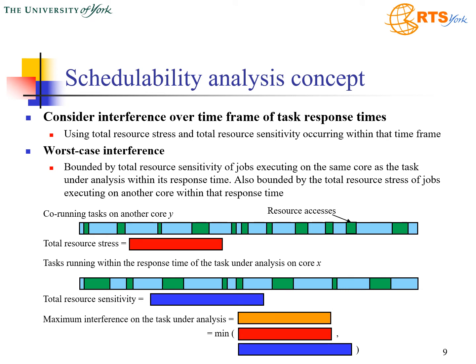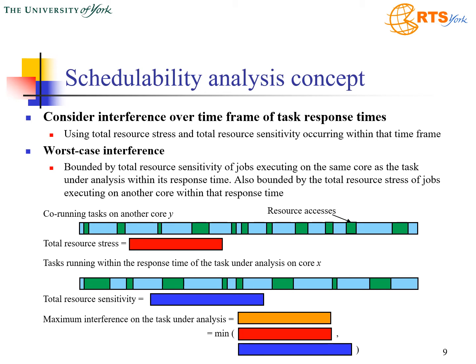The schedulability analysis concept is to consider interference over the time frame of task response times, using the total resource stress and the total resource sensitivity that occur within that time frame. So within the response time of a task, the worst case interference is bounded by the total resource sensitivity of jobs that execute on the same core as the task under analysis within its response time, and it's also bounded by the total resource stress of jobs executing on another core within that same response time.